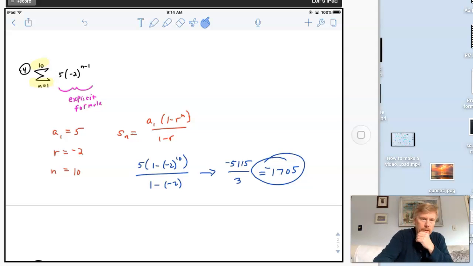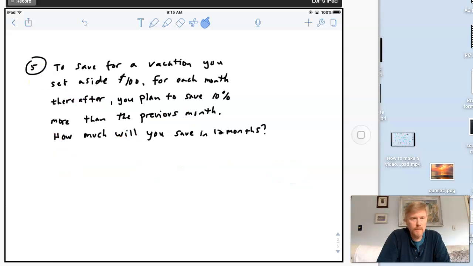All right. Next one's a word problem. To save for a vacation, you set aside $100. For each month thereafter, you plan to save 10% more than the previous month. How much will you save in 12 months?